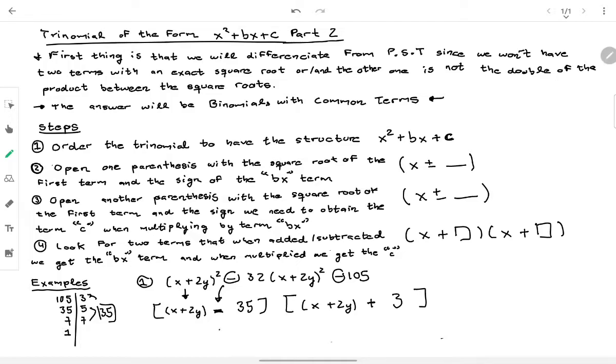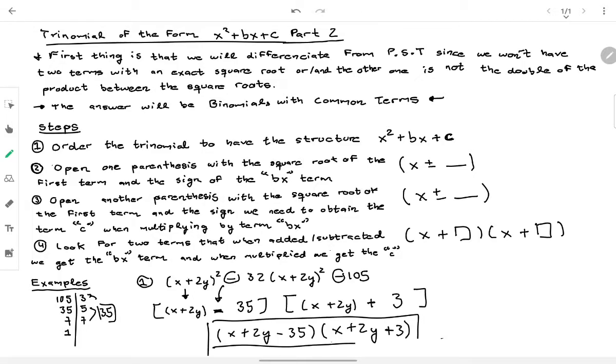So our final answer, we can take out the brackets and it's going to be x plus 2y minus 35, that multiplies x plus 2y plus 3. So as I was telling you, it's exactly the same procedure as in x² + bx + c, the normal ones. It doesn't matter that we have a parenthesis. It's a normal trinomial of the form x² + bx + c, so we need to follow exactly the same steps to solve this kind of exercise. So I will do another example.